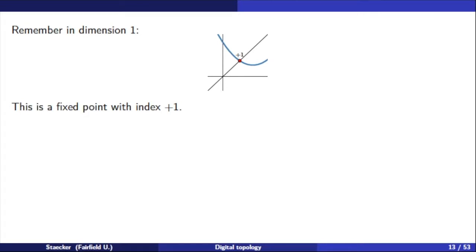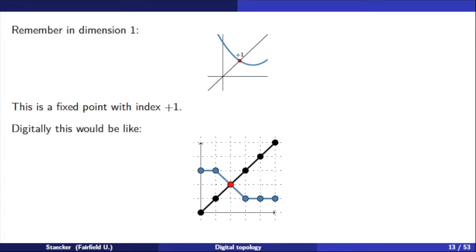Here's an example. In dimension 1, like the domain here is dimension 1, this is what a +1 fixed point looks like. The graph goes down through the diagonal. Digitally, it would look like this. If I try to just copy this picture, the graph goes down through the diagonal, okay? That would be a +1.